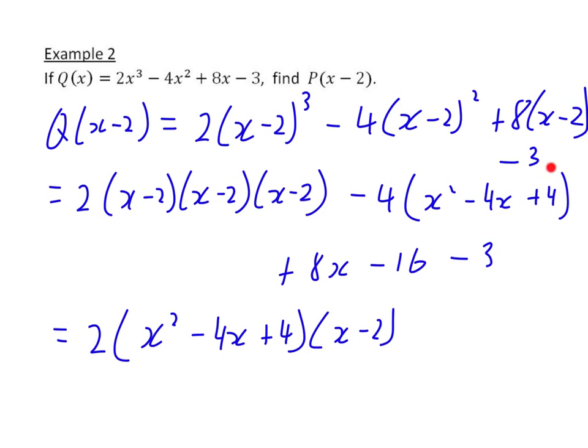Moving on to this step here, just expanding, negative 4 times x squared, negative 4 times negative 4x, negative 4 times positive 4, and then I've got these last three terms, 8x, and this will make negative 19.